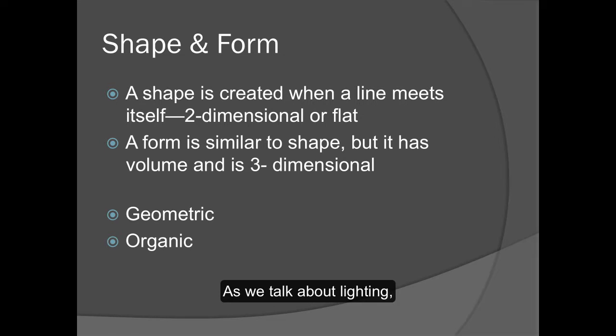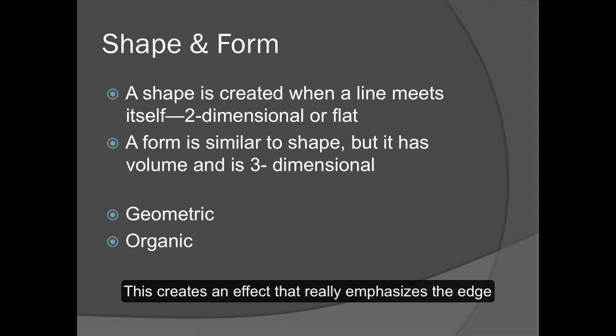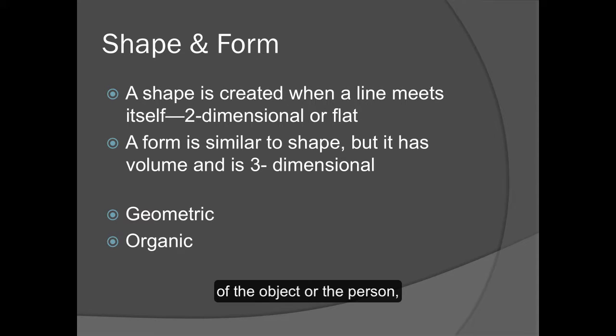As we talk about lighting, there's a couple of things to note. Something called Rembrandt lighting, and that's where the light is emitted from above and to the side. And we see this especially in portraits. This creates an effect that really emphasizes the edge of the object or the person and gives us some depth.